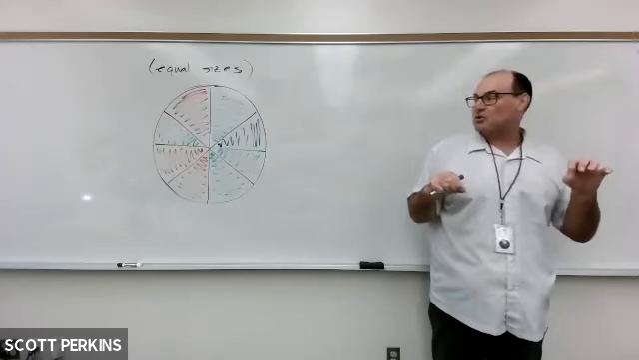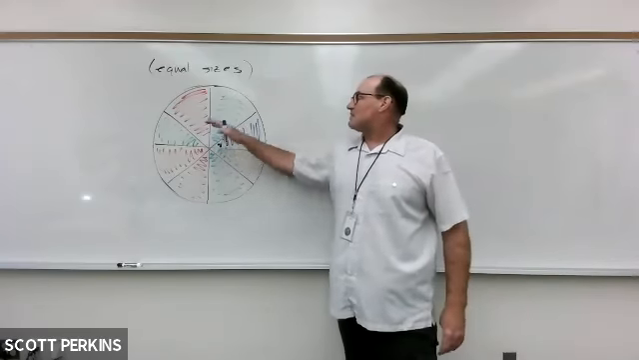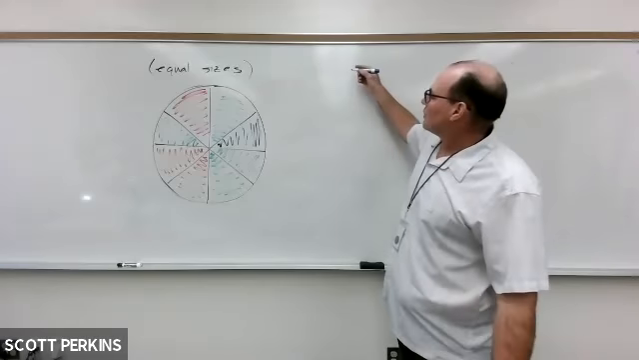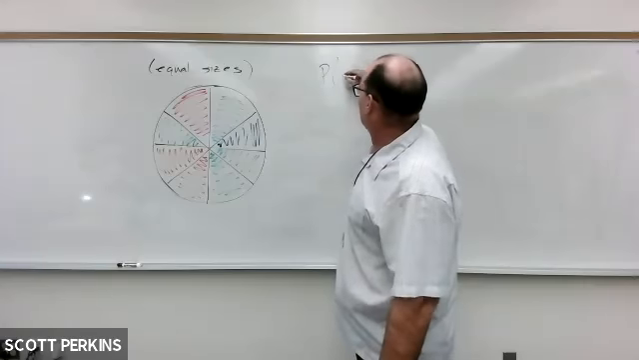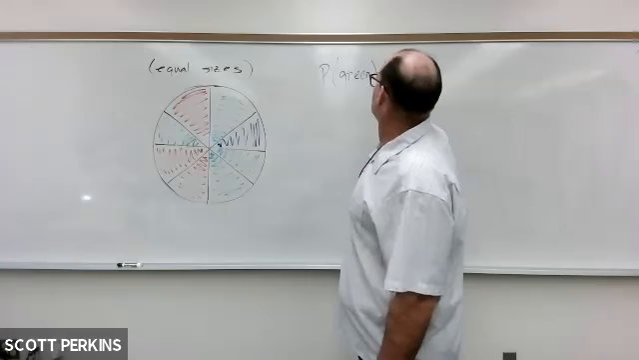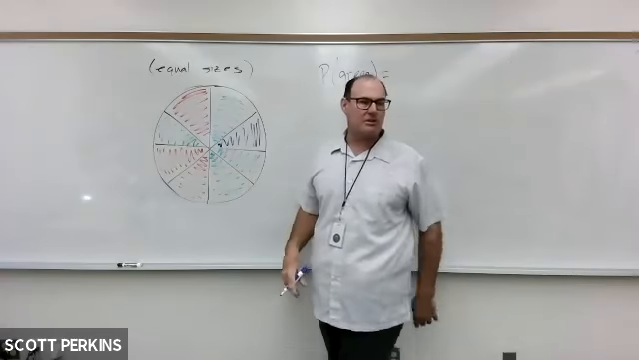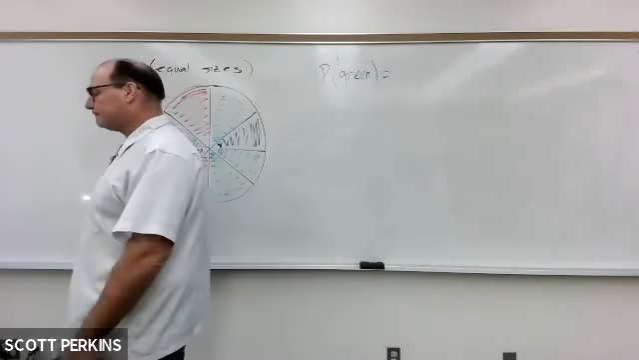Okay, but I want to make sure my spaces are equally sized. So here's what I want to know. What's the probability that I go ahead and spin and I get a green space? You calculate that first, then we can shout it out and have a good time.